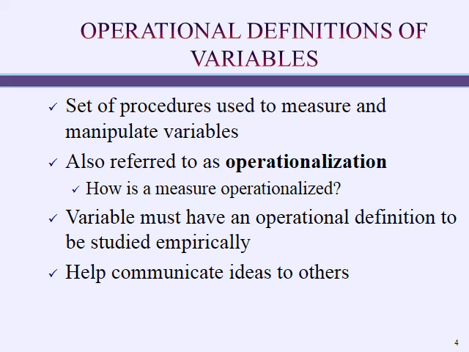Now, variables, especially in the context of research methods, need to be able to be defined. So how do we know what we're actually measuring? So we come across this idea of how a variable is operationalized, or the term operationalization. This is what we do to measure something.